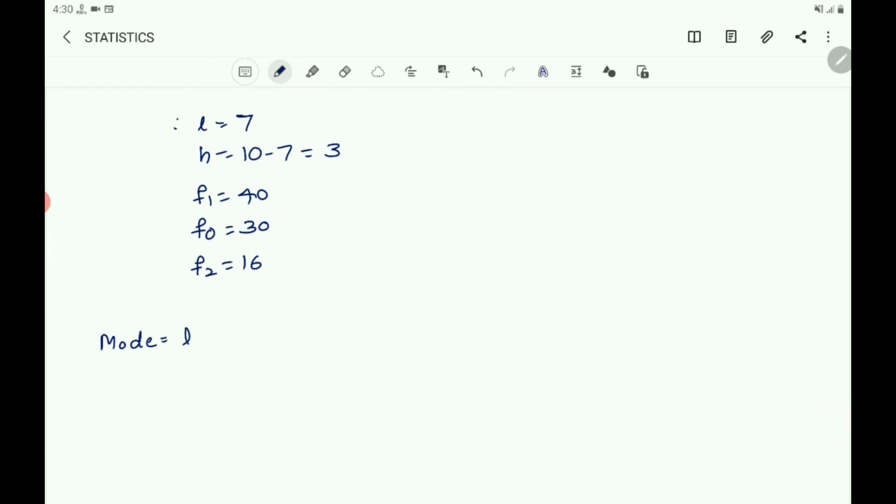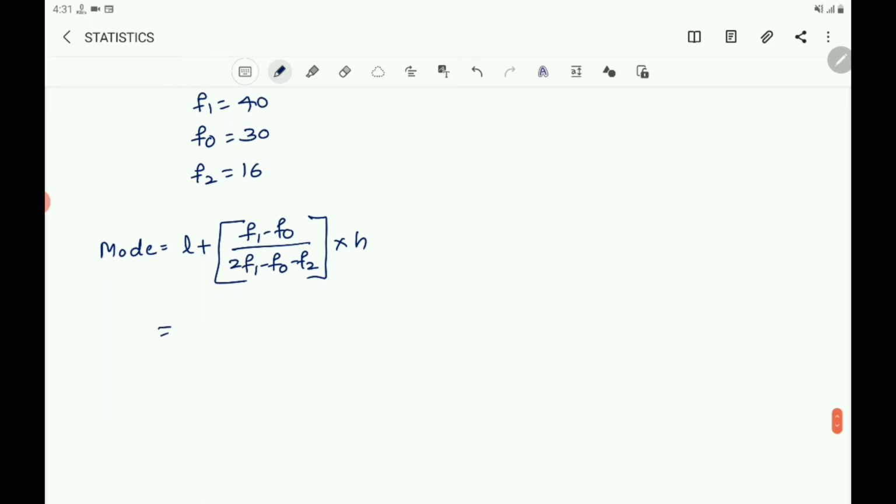Then you write mode equals L plus (f1 minus f0) by (2f1 minus f0 minus f2) into h, that equals 7 plus f1 is 40 minus f0 is 30 by 2 into 40 minus f0 is 30 minus f2 is 16, into h is 3.